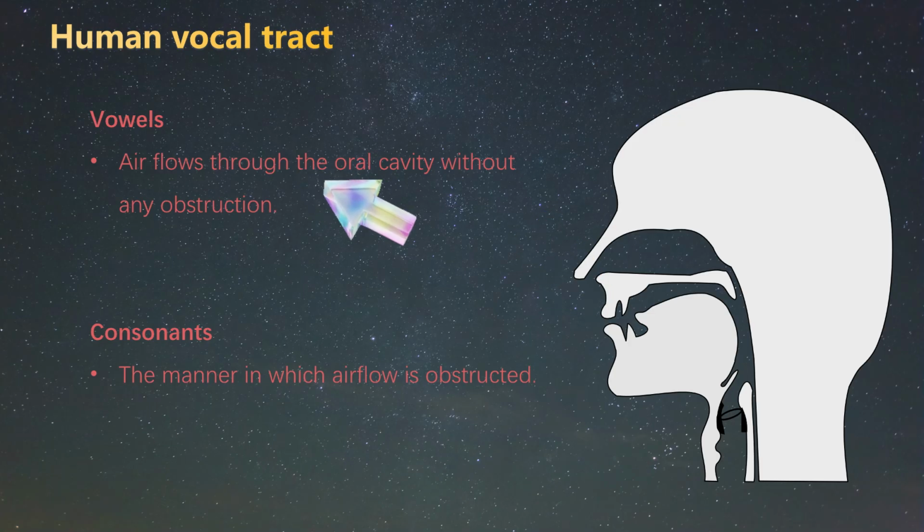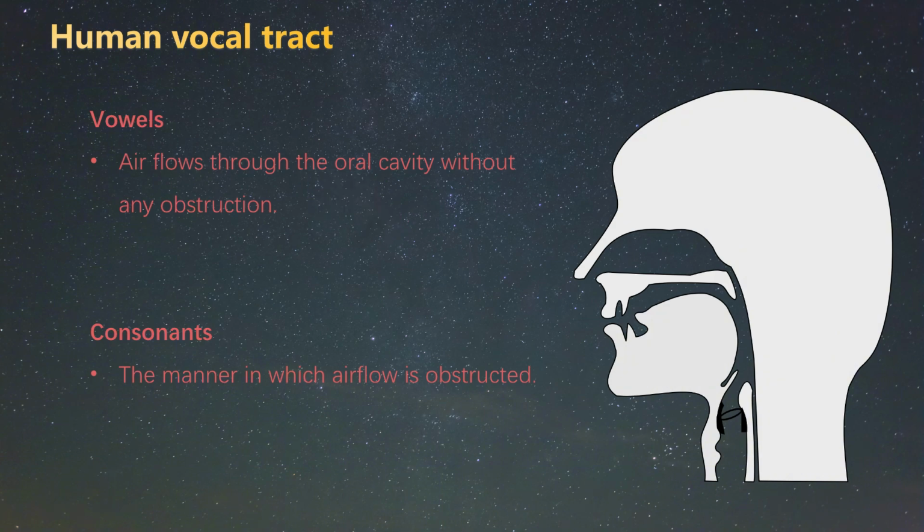When you produce sounds, if the airflow passes through the mouth without any obstruction, the sounds produced are called vowels. The specific process involves the vibration of the vocal cords, where airflow from the lungs strikes the vocal cords at the glottis, causing them to vibrate uniformly. The airflow passes unobstructed through the mouth and nasal cavity, and then by adjusting the position of your tongue and lips, you can produce different timbres of sound.